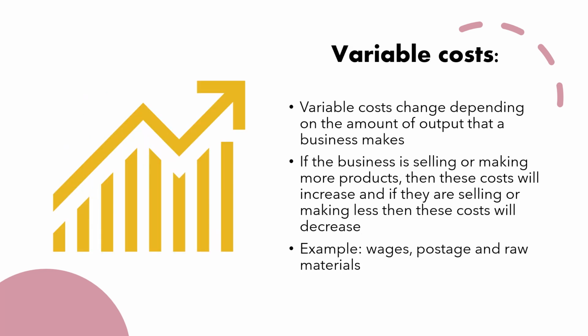Variable cost. Variable costs change depending on the amount of output that a business makes. So if the business is selling or making more products, then these costs will increase. If they are selling or making less, then these costs will decrease. For example, wages, postage, and raw materials.